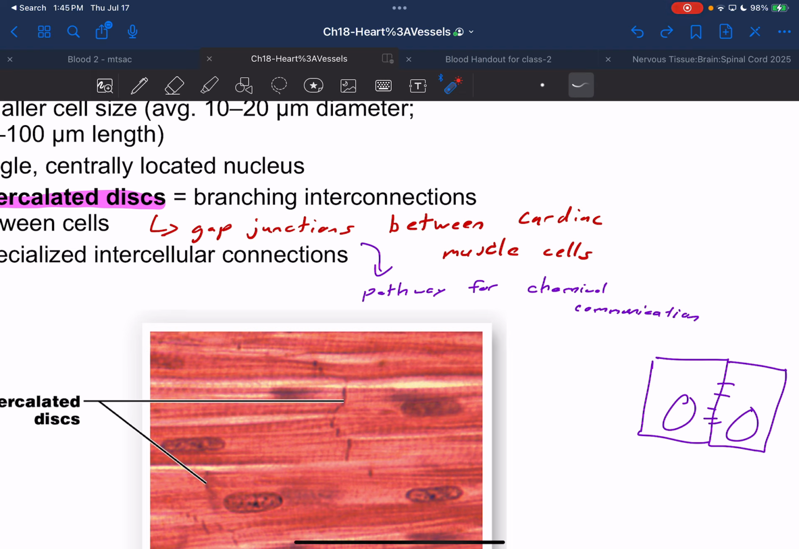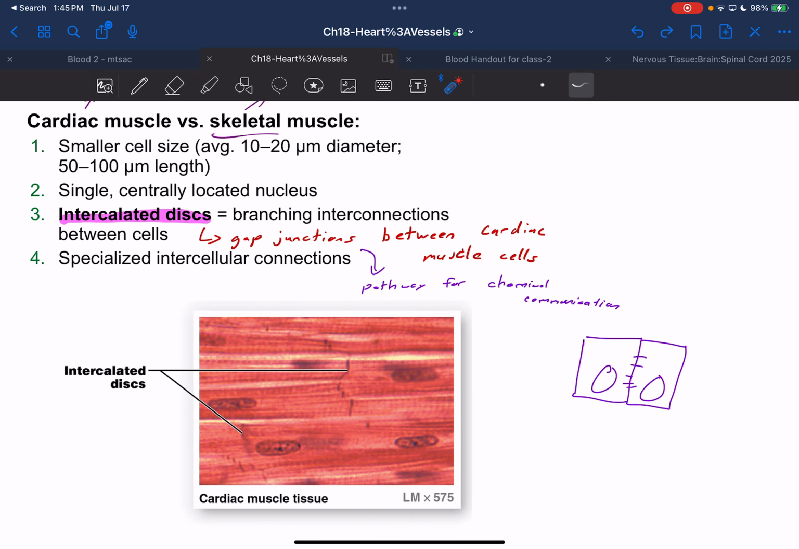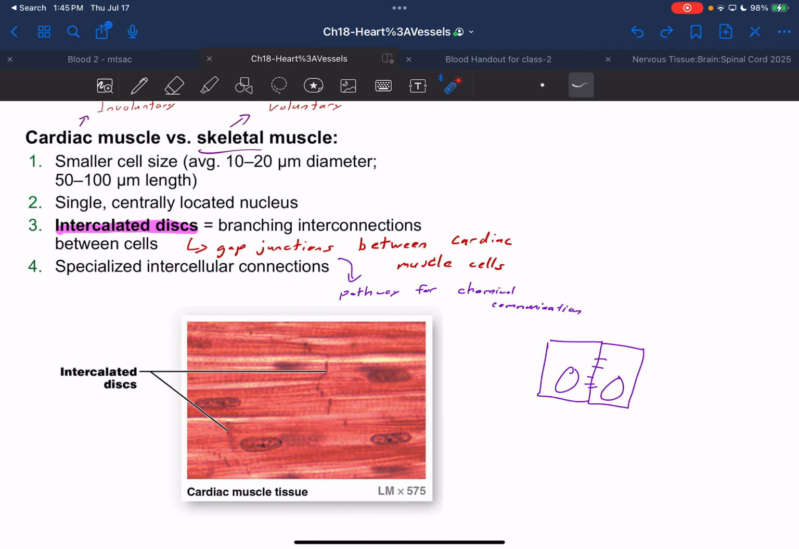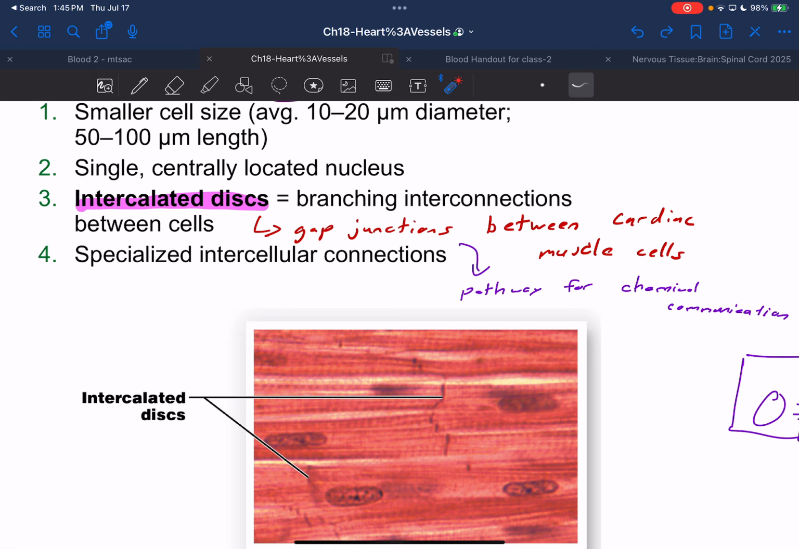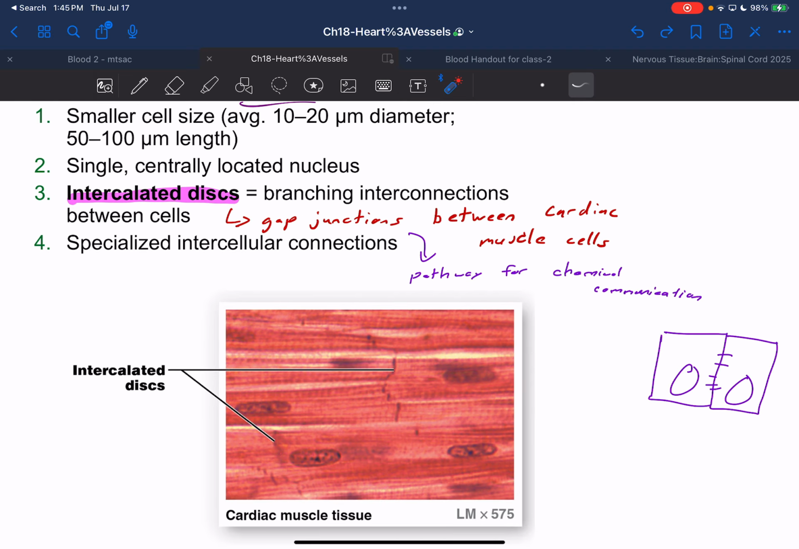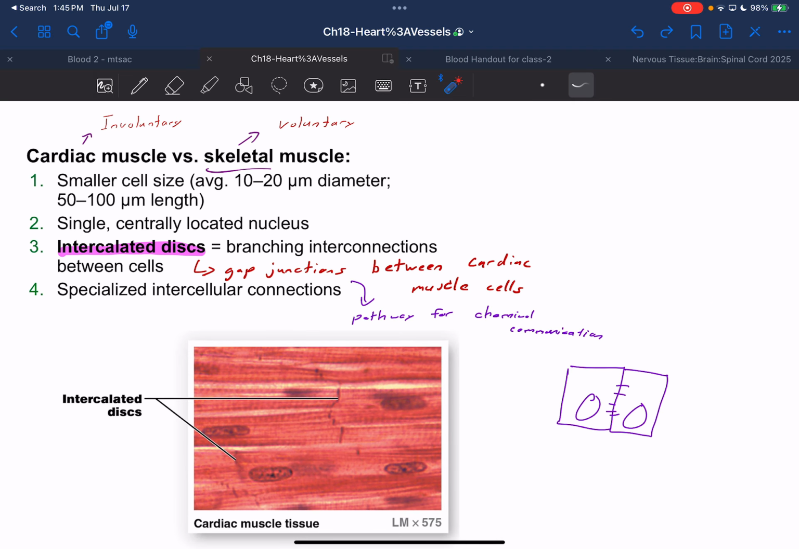These intercalated cells allow for the action potential to travel fast between cardiac muscle cells. We'll learn how with the name of the nervous tissue towards the end, the cardiac conduction system. But for now, you just need to know intercalated discs are gap junctions between cardiac muscle cells. And don't forget the basics. Skeletal muscle is voluntary, cardiac muscle involuntary.